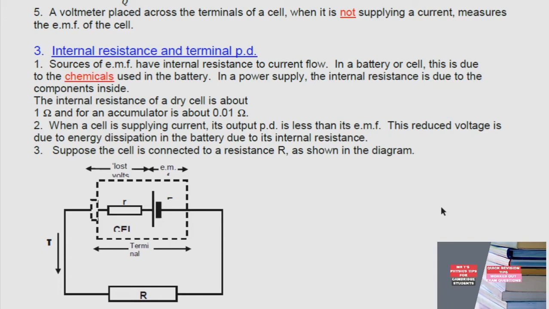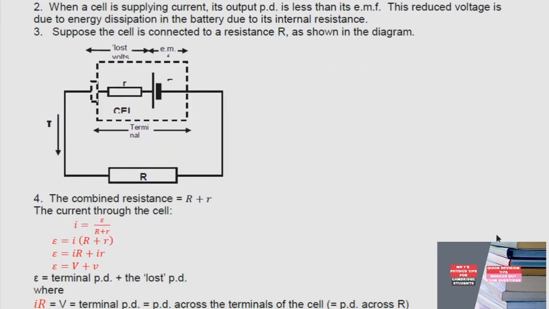When a cell is supplying current, its output PD is less than its EMF. Output PD is less than the EMF. This reduced voltage is due to energy dissipation in the battery due to its internal resistance. So we have the source, and then we've got this internal resistance due to the chemicals that are inside the battery. The combined resistance is that of the external circuit and the one that is internal in the battery. So it's going to be R plus r.